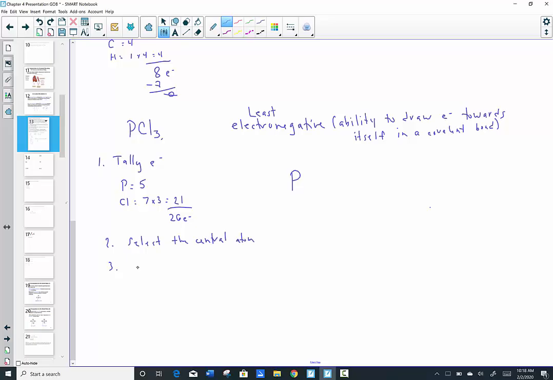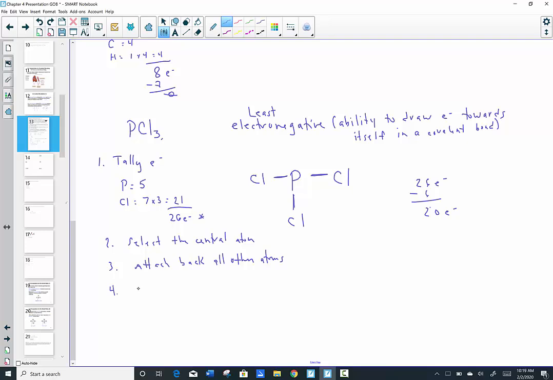Step number 3, attach back all of the other atoms. So when I attach back, that's chlorine, chlorine, chlorine. Those are the 3 chlorines. I attach them back. And remember to retally. We had 26 electrons we were working with, right? That's what we tallied up here. To create 3 single bonds, we used 1, 2, 3, 4, 5, 6. That leaves us 20 electrons left to place.